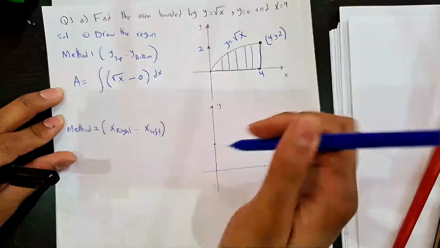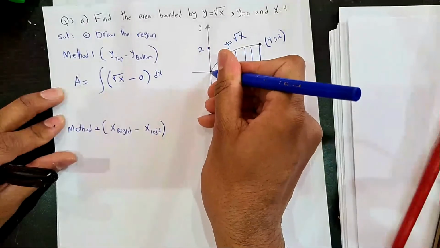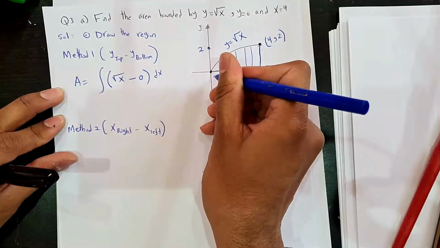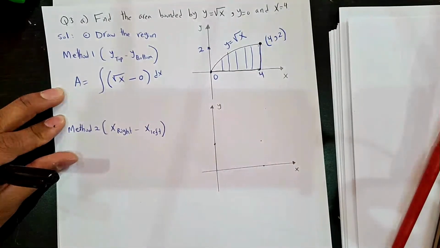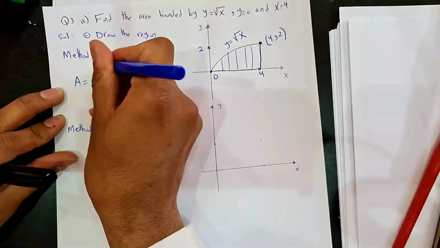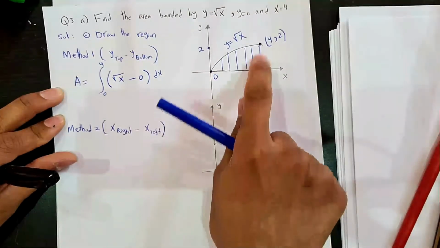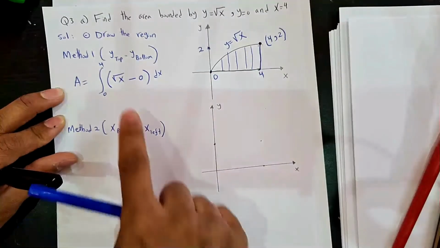From where to where do we need to integrate? Since he said dx, you need to integrate from the smallest x. Read the values on the x-axis. That is 0. What is the largest x value here on the x-axis? It is 4. So this is from 0 to 4. I mean the largest value in your region, which is 4.